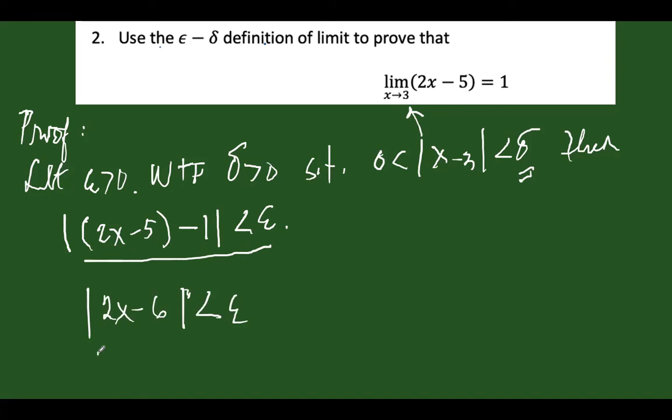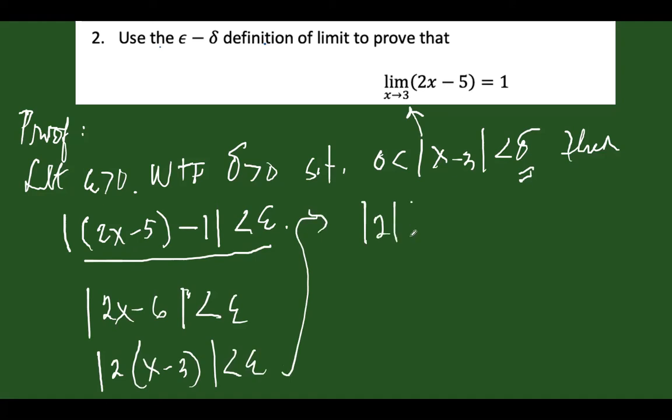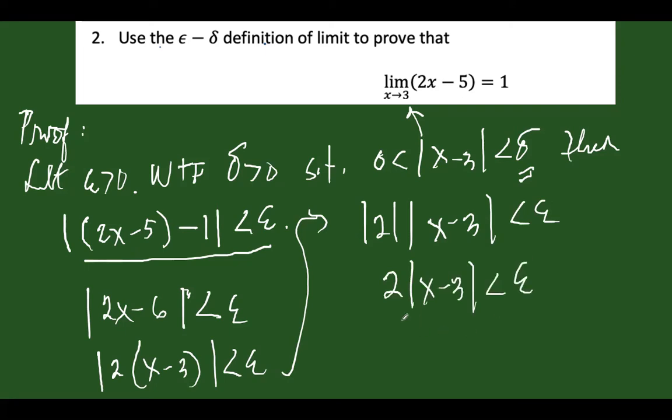If we simplify this, it would be the absolute value of 2 times x minus 3 is less than epsilon. And we could factor out 2, so that's the absolute value of 2 times the absolute value of x minus 3 is less than epsilon. And since the absolute value of 2 is 2, we have 2 times the absolute value of x minus 3 is less than epsilon. And we can divide this by 2, and this becomes the absolute value of x minus 3 is less than epsilon over 2.